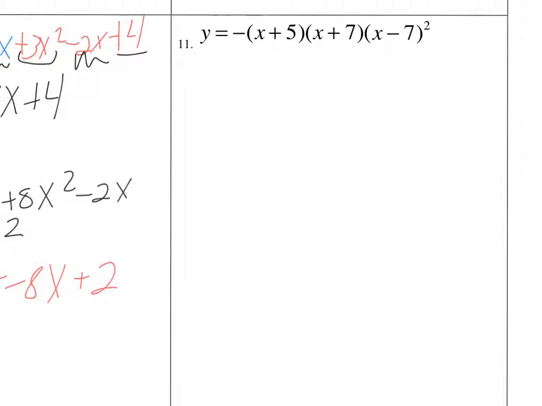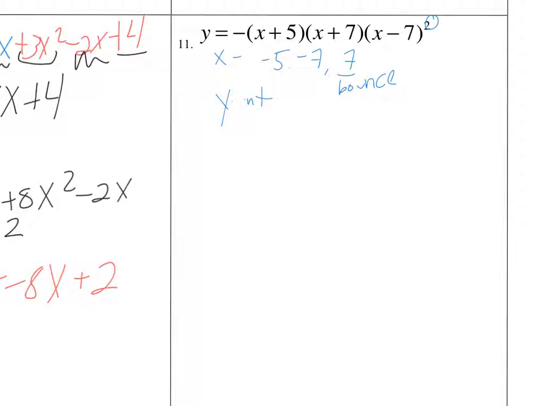Last one. All right. First thing, let's find my intercepts. -5, -7, and +7. And +7 is going to be a bounce because it's a power of 2, so it's multiplicity of 2.